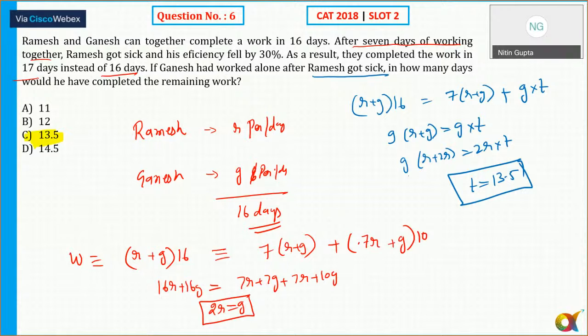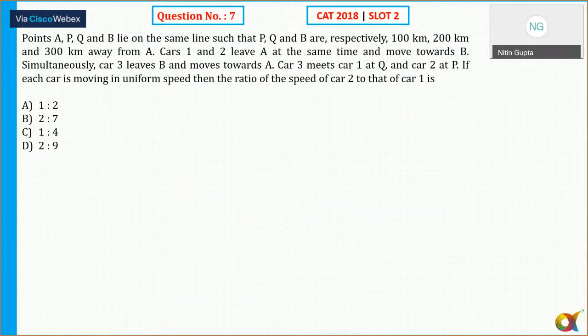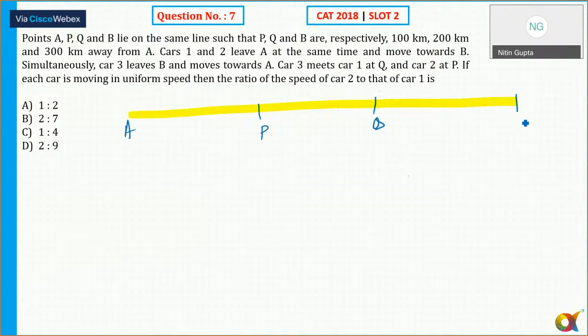Now, it says points A, P, Q, B lie on the same line such that P, Q, and B are respectively, so there is a point A, then a point P, then a point Q, and then a point B, such that P is 100 kilometer away from A. So the distance between A and P is 100 kilometer.